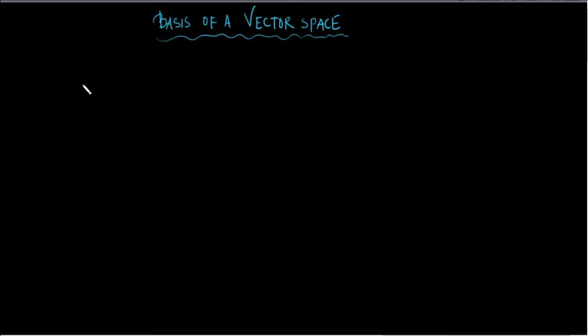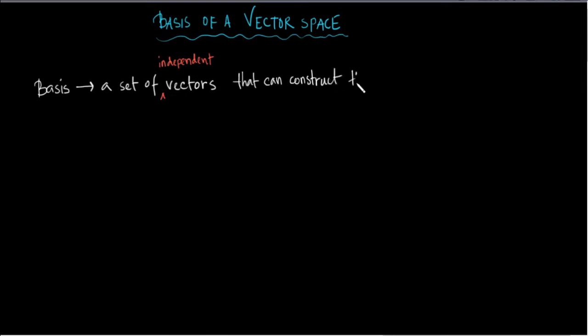So what is the basis of a vector space? Well, it is simple. A basis of a vector space is a set of vectors that we can use to construct the entire vector space. To be more accurate, we should say the set of all independent vectors that can construct the vector space.